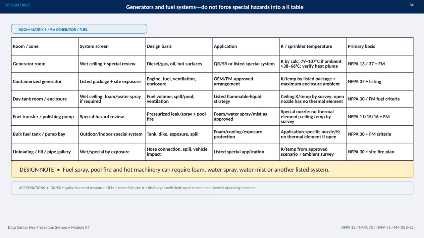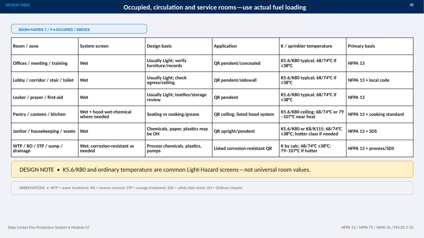The applicable basis may include NFPA 13, 30, 37, 75, and 76, along with FM criteria and approved listings. In practice, we should use the K-factor and sprinkler temperature only after the hazard, application, and system listing have been established. This design table maps occupied, circulation, and service rooms to the appropriate fire protection system and design basis.